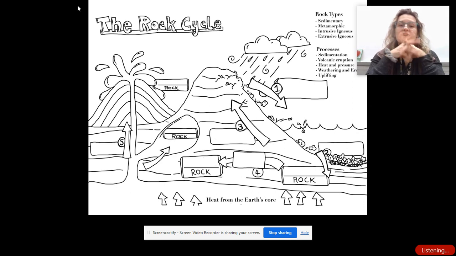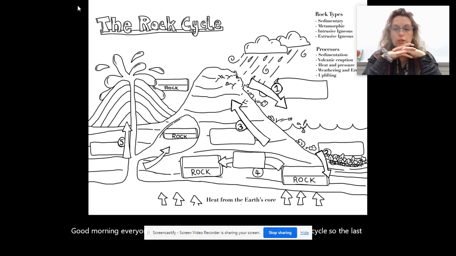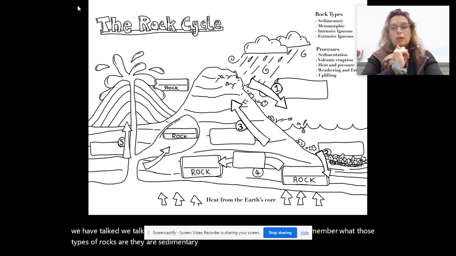Good morning, everyone. Today we're going to be learning about the rock cycle. In the last class we talked about the three different types of rocks. If you remember what those types of rocks are, they are sedimentary, metamorphic, and igneous.